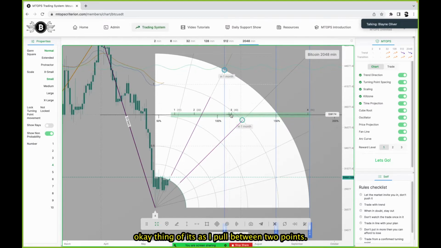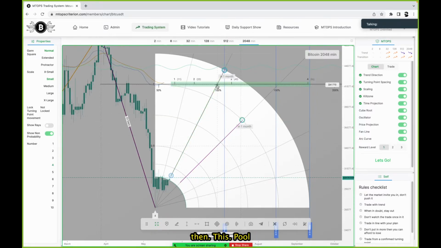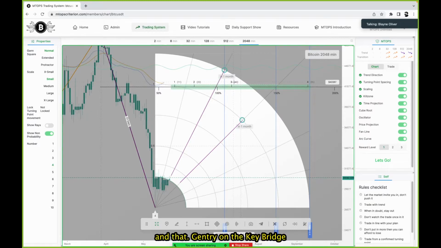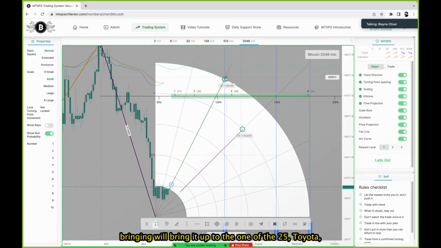Think of it as a pull between 2 points. So if we have a dedicated travel along this 1/2, then this pull and that pull, so option 3 on the cube root and 100% on the time forecast, will average out over there. What you're bringing will bring it up to the 1/2 arc 5.